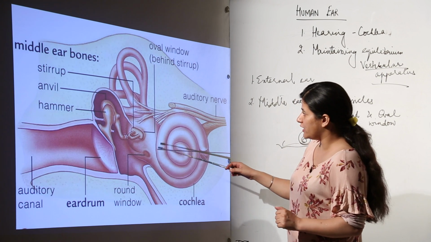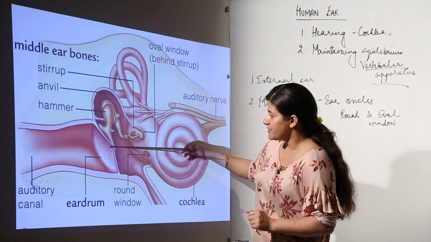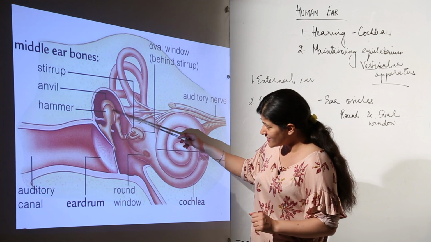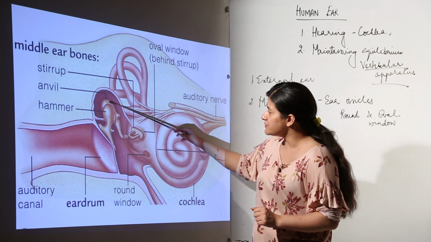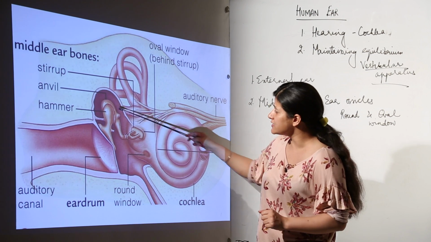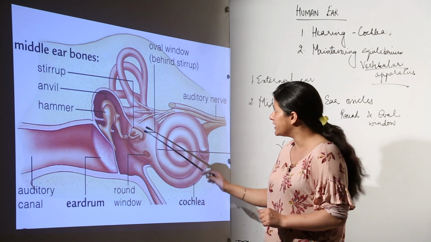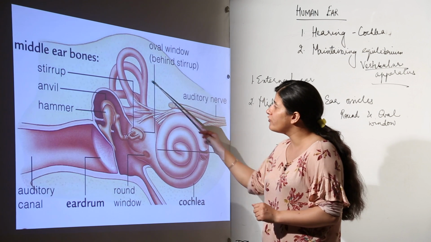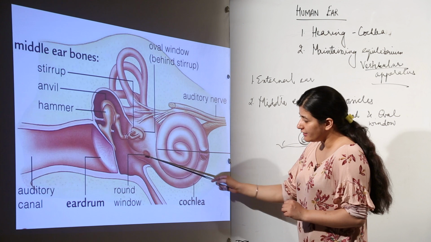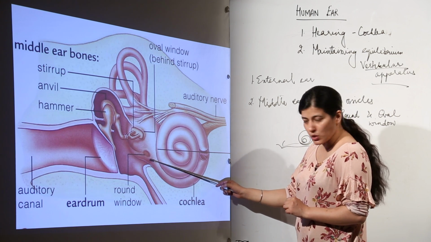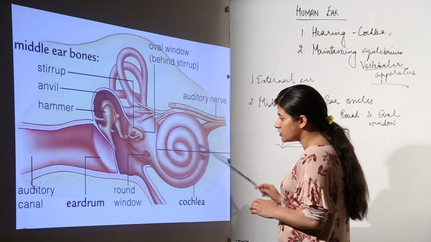Now what you see over here is that there are three bones present. This is the eardrum, this is the hammer, that is the malleus, which joins with the eardrum, then comes the incus, and then comes the stapes. The stapes is in continuation with the internal ear and it joins at the oval window. We have the cochlea, and at this point we have the round window, which is going to take the vibration from here itself, and it is in continuation with the cochlea.